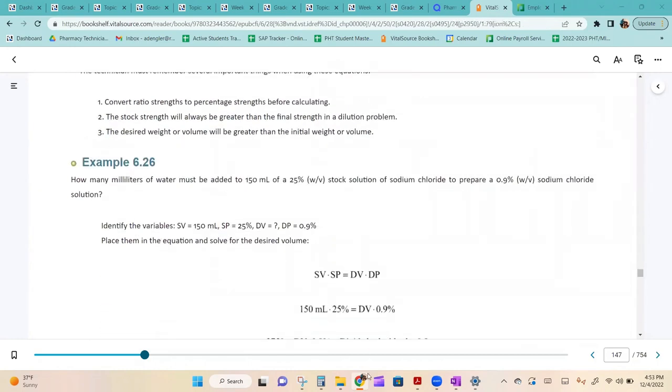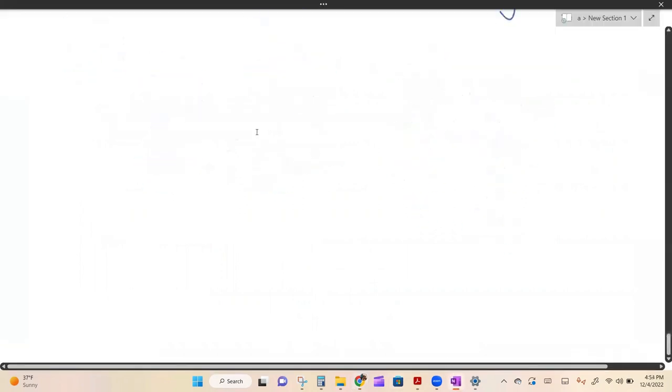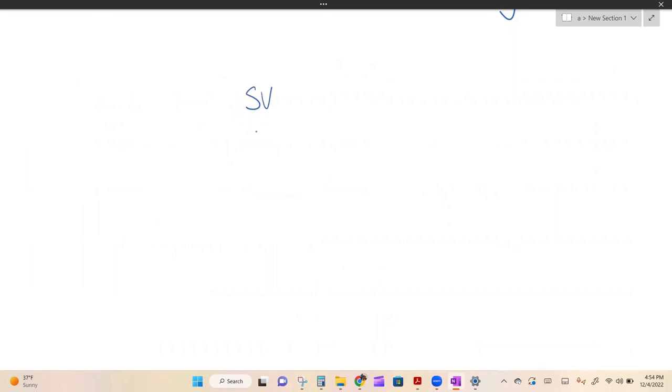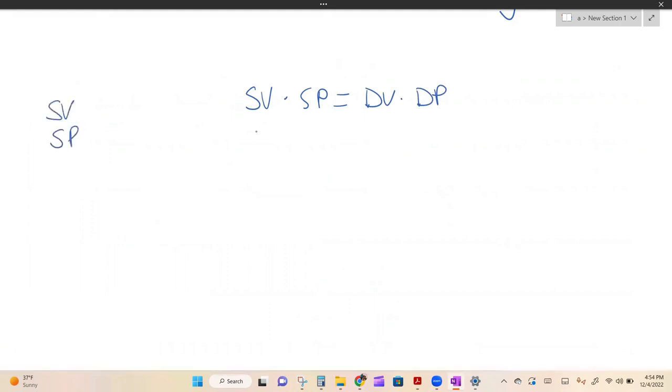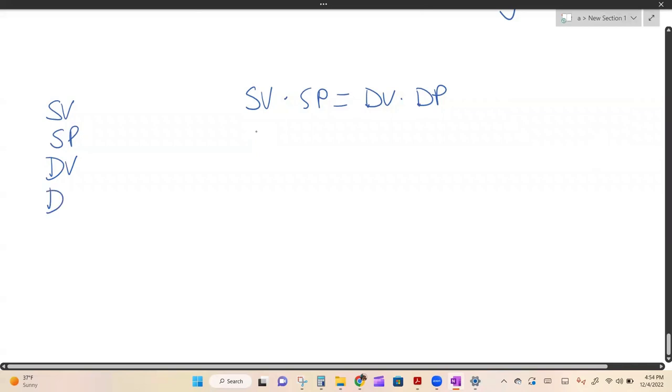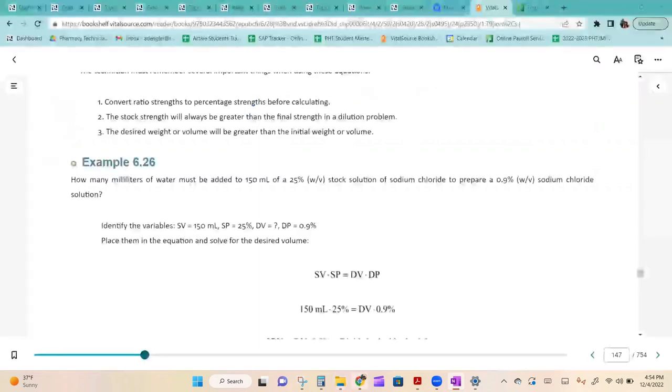So first, what I always recommend is that you write the formula out on your paper. So SV times SP equals DV times DP. And then over here to the side, write all of those out in a row so we can easily identify our variables and then just plug them into this formula equation. So how many milliliters of water must be added to 150 ml of a 25% weight volume stock solution of sodium chloride to prepare a 0.9% weight volume sodium chloride solution?